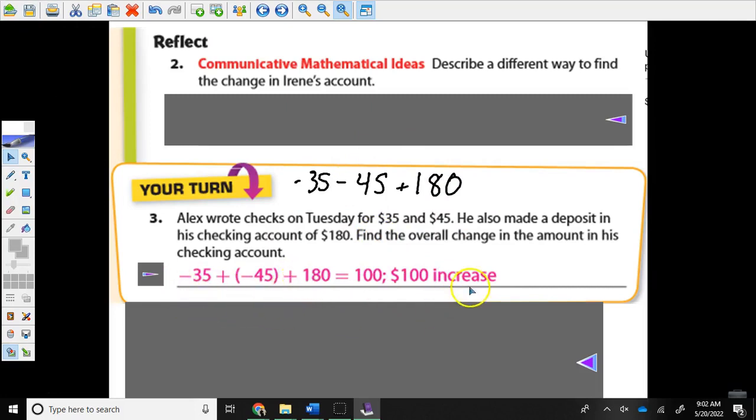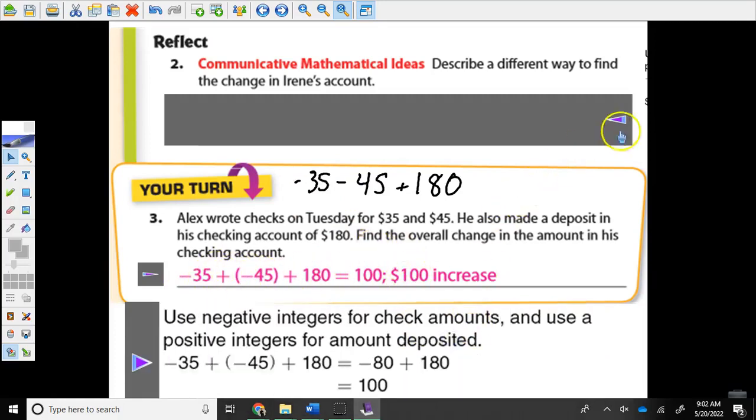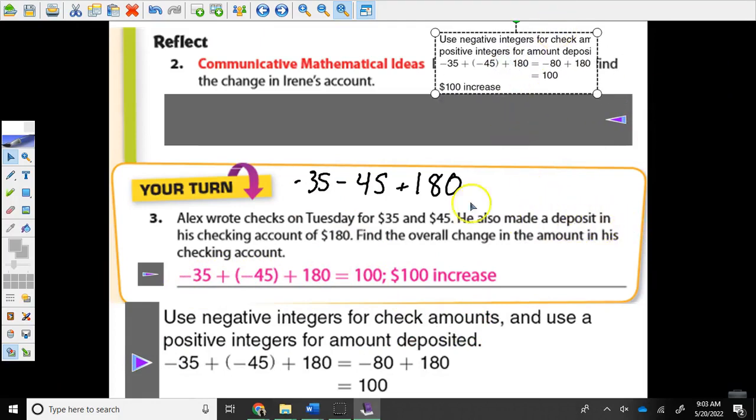When you work it all out, you get a $100 increase. Negative 35, when you KCC, you get negative 35 plus negative 45. That will be negative 80. And then when you add it to 180, you'll get 100. Okay? This was the answer. Hopefully you guys worked it out on your own.